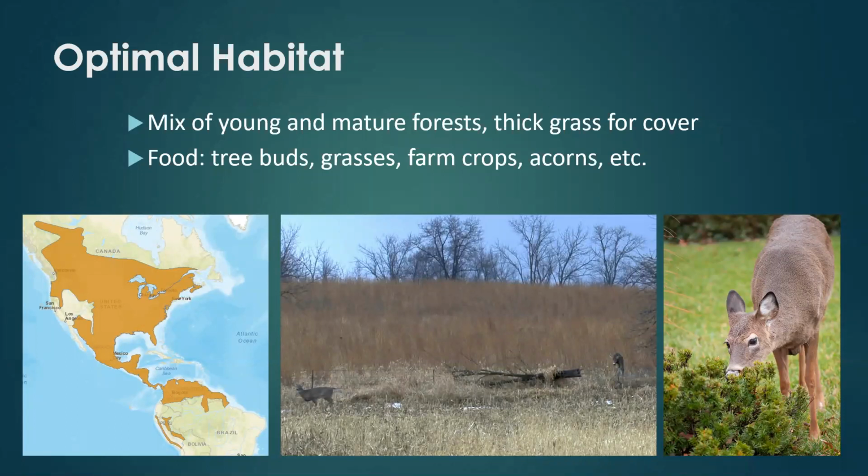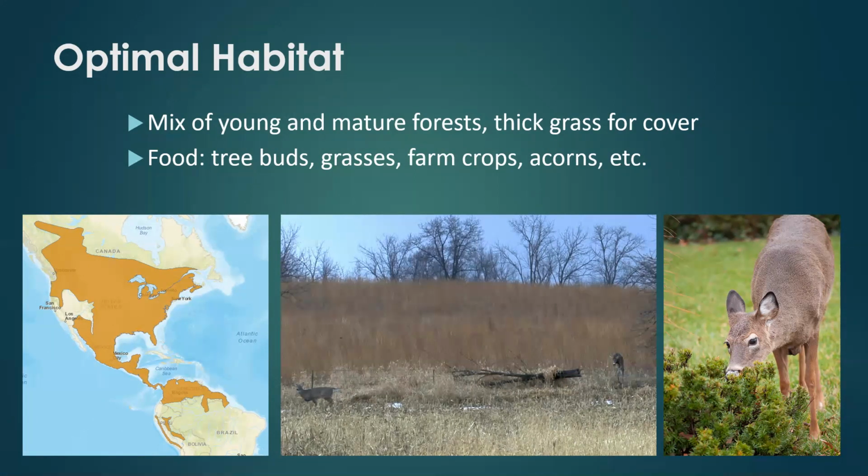So optimal habitat. First thing you'll notice on the map over there on the left, there is a lot of bright orange or gold or whatever you want to call that color, telling us that white-tailed deer are extremely successful and can really adapt to a wide variety of habitats. You can find them in the desert, in the mountains, way up north in the bitter cold, and all the way down into Mexico and Central America, and even into South America. So a really wide range, a lot of different habitats.